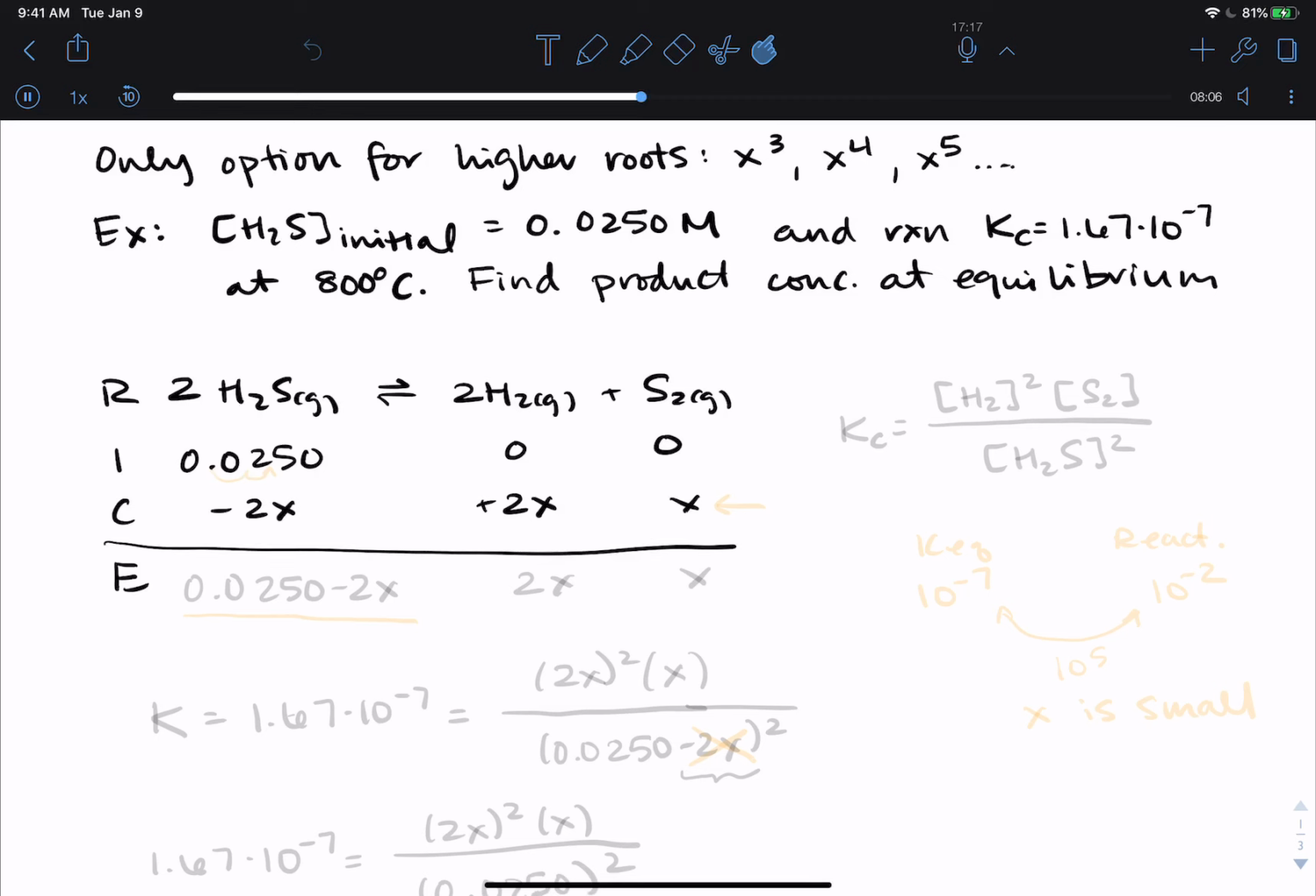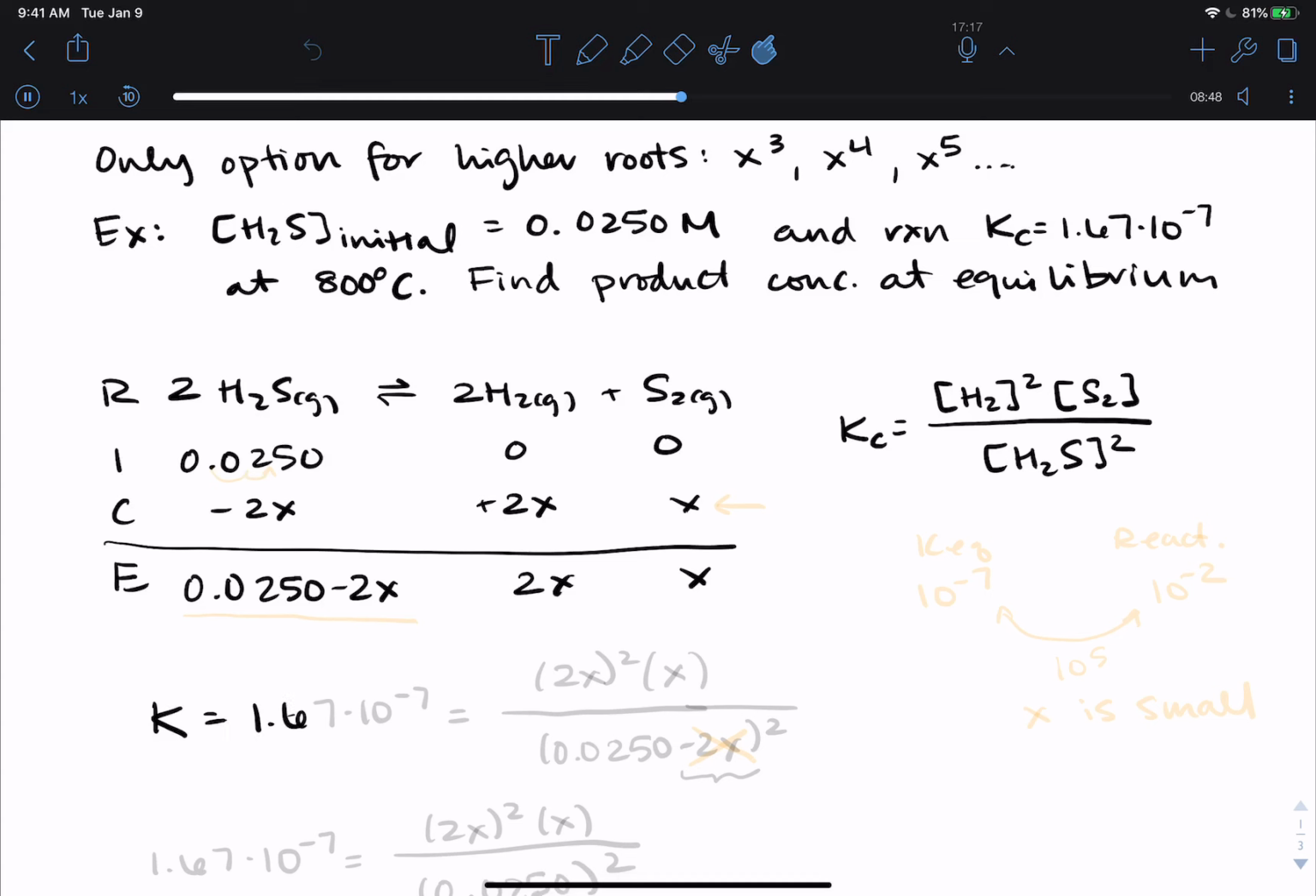So in my equilibrium row, 0.250 minus 2x, 2x, x. And if I were to set up my equilibrium constant expression, let's just write the actual expression over here. So H2 squared times S2 over H2S squared.